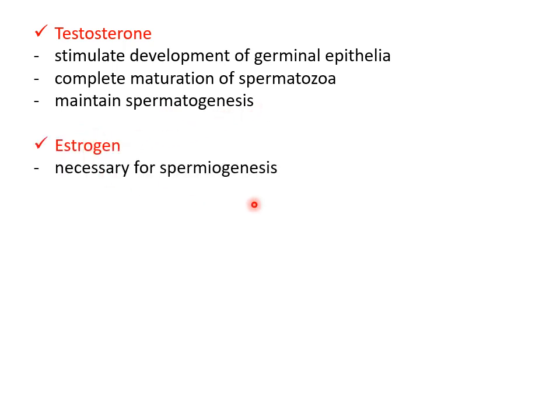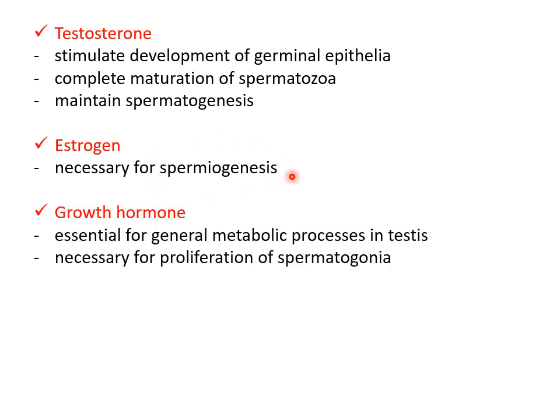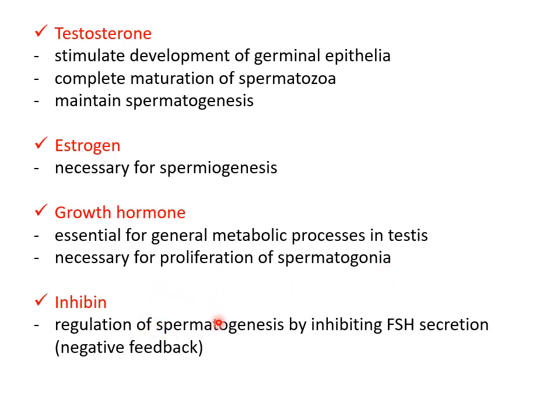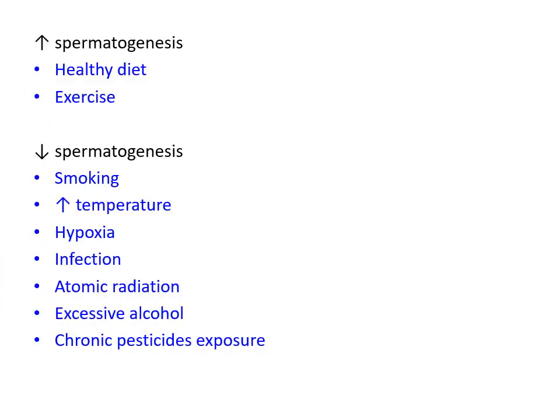Estrogen is necessary for the maturation of the spermatozoa. Growth hormone is essential for the general metabolic processes, and it is necessary for the proliferation of the spermatogonia. And inhibin is important in the regulation of spermatogenesis as it exerts negative feedback on the FSH secretion. These are some of the factors that may influence spermatogenesis.